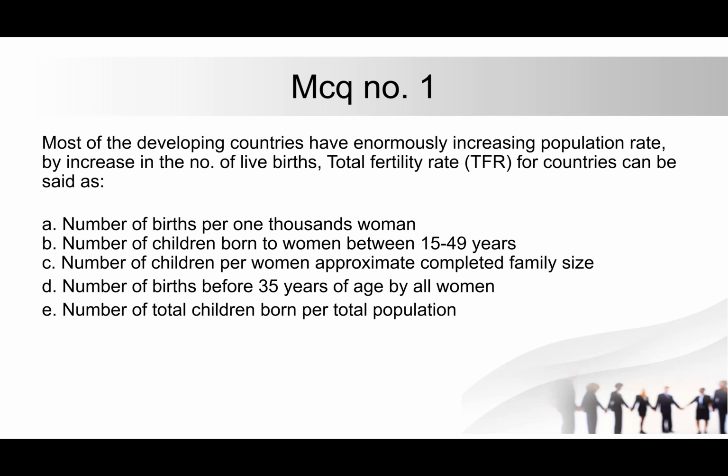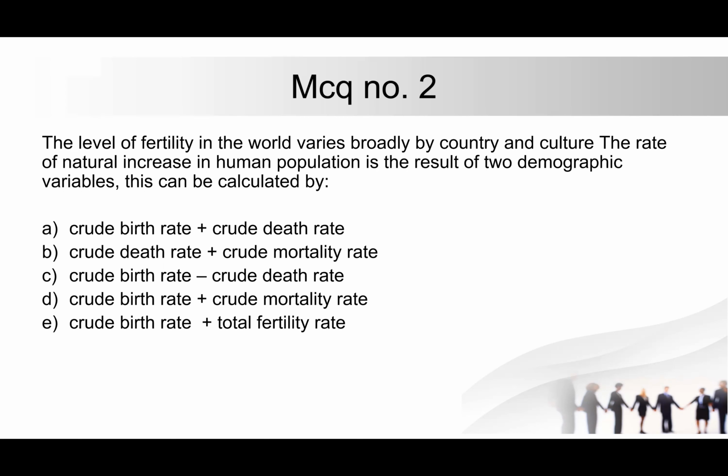Anyone? It's B. Number of children born to women between 15 to 49 years. The level of fertility in the world varies broadly by country and culture. The rate of natural increase in human population is the result of two demographic variables. This can be calculated by: crude birth rate plus crude death rate; crude birth rate plus crude mortality rate; crude birth rate negative crude death rate; crude birth rate plus total fertility rate.